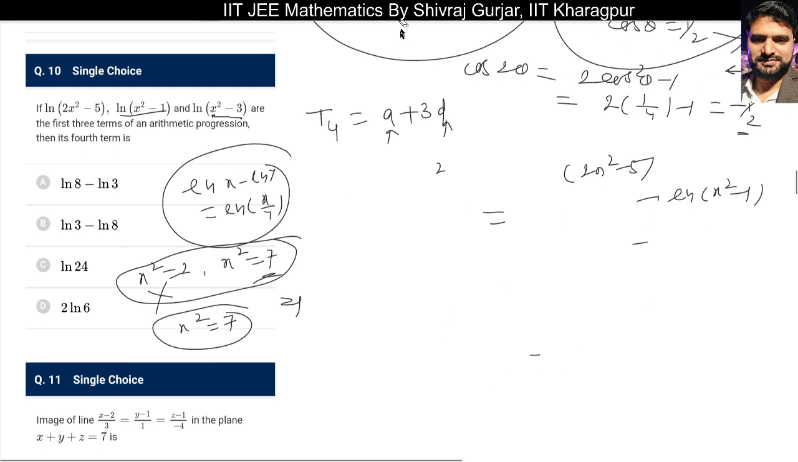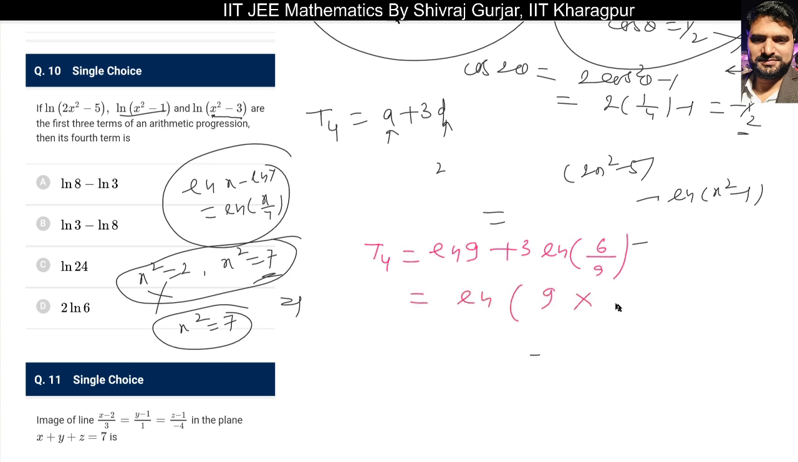What will be the fourth term? T4 is equal to a plus 3d. What will be a? When x square is 7, a will be ln of 14 minus 5, that is ln 9, plus 3 times d. D is ln of x square minus 1, that is 6, divided by 2x square minus 5, that is 9. So this will be 6 by 9, that is 2 by 3, cubed. So this is ln of 8 by 27 times 9, so 1 by 3 into 8. So this is ln 8 minus ln 3. Okay, so our answer is A.